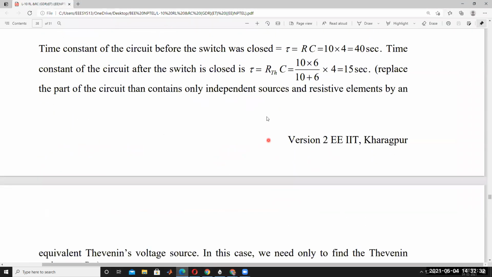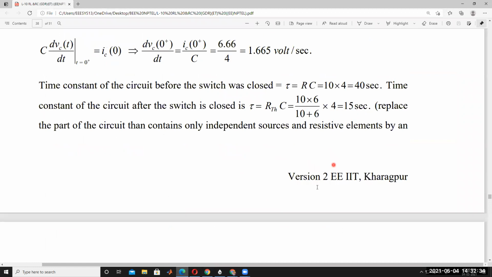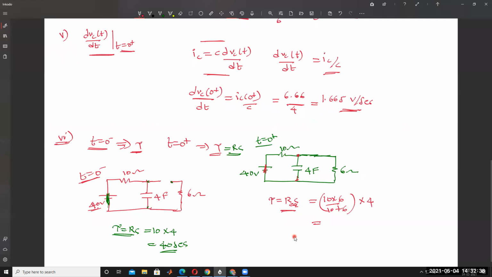So 10 into 6 by 10 plus 6 into 15 seconds. Okay, this is called the time required here, 15 seconds. Understood? This is the time constant after the switching action at t is equal to 0 plus. This is the time constant at t is equal to 0 minus. At t is equal to 0 plus, this is the time constant.